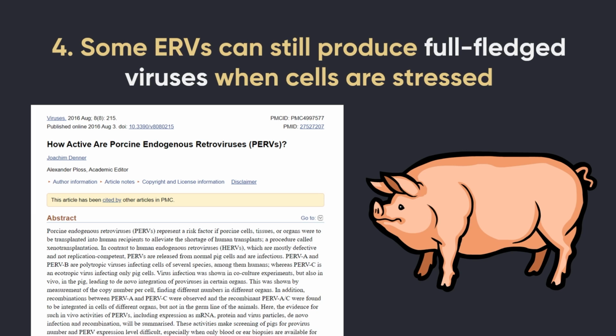The cells in live pigs actually suppress viruses. The viruses aren't usually made. But if you do a cell culture of pigs, or if you have like an organ of a pig that you're keeping alive in a petri dish or something, it'll start to express viruses because it gets stressed. It can't stop those viruses from forming, so they do.